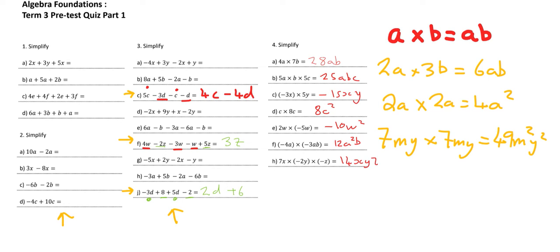X, y, z. Now you may ask, why is m multiplied by m squared? Like coefficients, the coefficient here is 1, the coefficient here is 1, the power is also 1. So when we multiply, we add the powers. Okay, so let's move on.